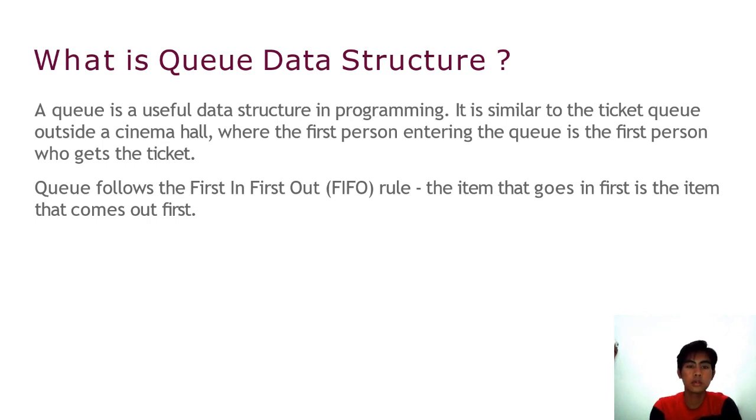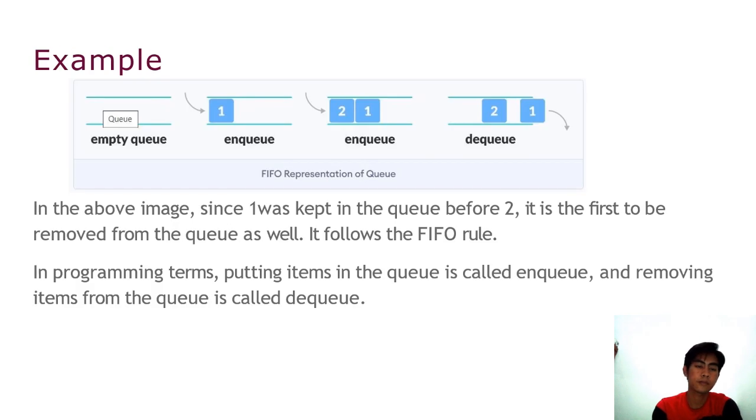Queue follows the first in, first out rule. The item that goes in first is the item that comes out first. The example you can see here: empty queue, enqueue, enqueue, and then dequeue. In the above image, one was kept in the queue before two. It is the first to be removed from the queue as well. It follows the FIFO rule.